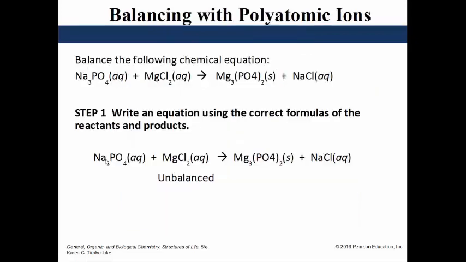Now here's what I was talking about with how involved it can be. We're talking about polyatomic ions. Given this very involved, very complex equation, the way it's written now, it is not balanced. This is a quick glance. Sodium over here has 3, but sodium over here only has 1.